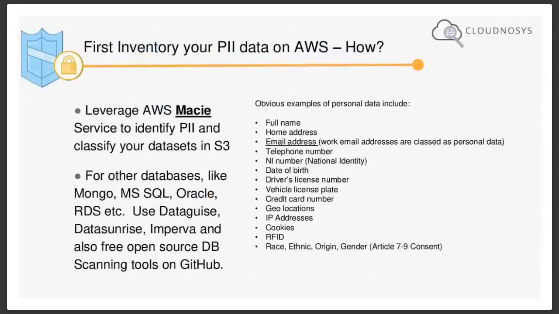Okay, so obviously, first inventory your PII data, and that's important because you need to inventory your information. So again, you know what the laws are, and the laws are calling for very specific things. But the very first thing you need to do is to understand where your data lies and how to inventory that. So the type of data, again, we talked about this, anything from geolocations to IP addresses, cookies, things that are not very obvious to folks, and also things like race, ethnic origin, gender. That's also part of Article 7 through 9 as well.